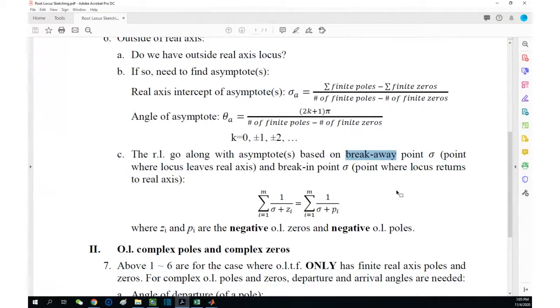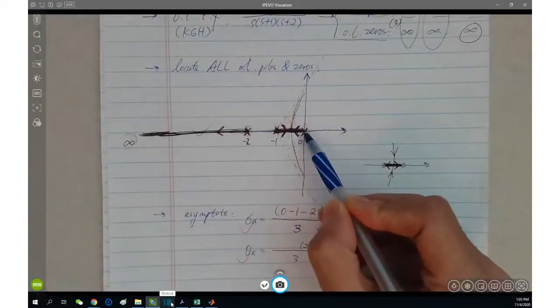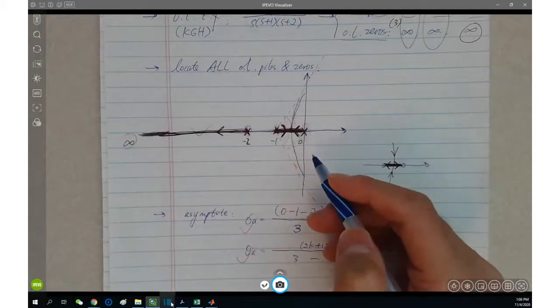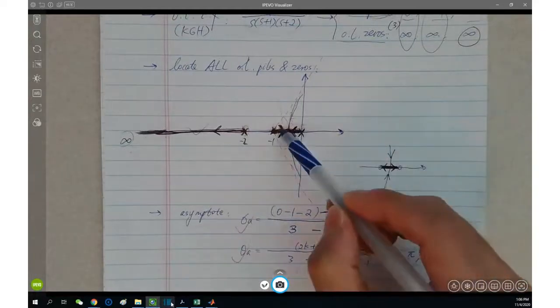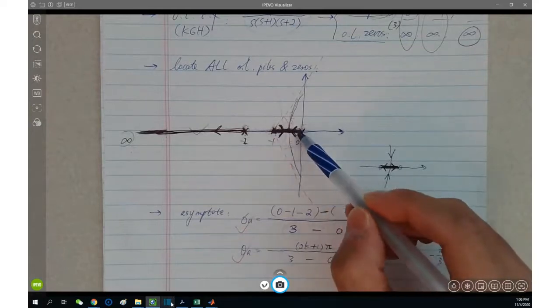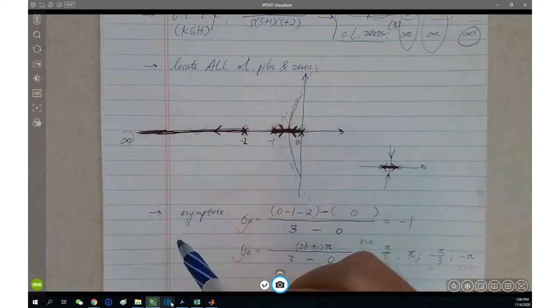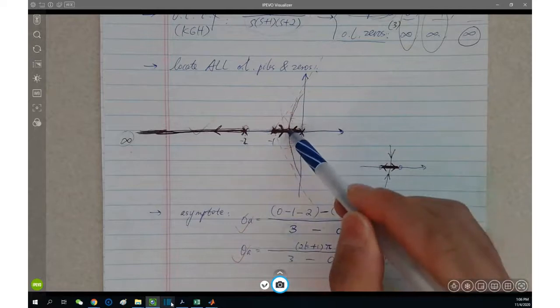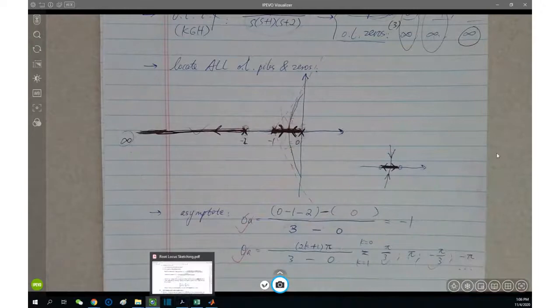So next is how to find this breakaway point. The first breakaway point is obviously between -1 and 0 as a real number. Does this make sense? Okay. And this must be very clear. Your breakaway point is along this section of the Root Locus, somewhere between -1 and 0, and it is a real number because it is along the real axis. So where is this point? How to find this point?